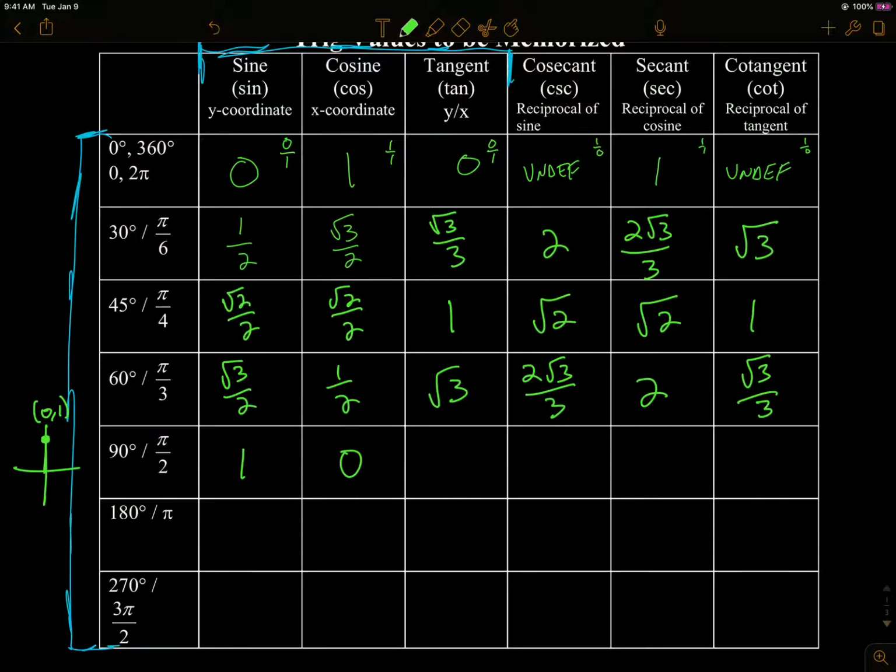And then we start building off of that. So tangent is the sine divided by cosine, so 1 divided by 0 is undefined because we can't divide by 0. You can pause the video and find the reciprocals.